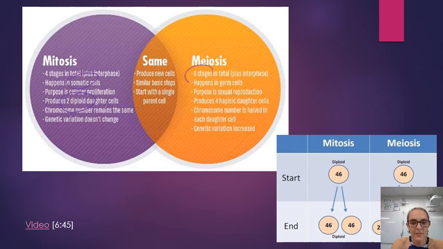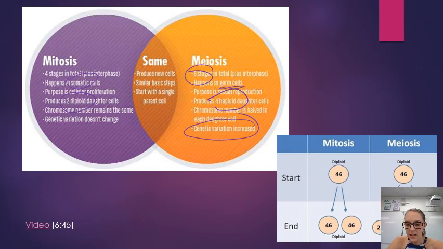In meiosis, we have 8 stages because there's 2 rounds of division. It only happens in the germ cells, the cells that are going to become the egg and sperm. The purpose is for sexual reproduction, so that we have gametes that have half the chromosome number in order for fertilization to occur. We end up with 4 haploid daughter cells rather than 2 diploid cells. The chromosome number is halved, and we have genetic variation as a result of that crossing over.